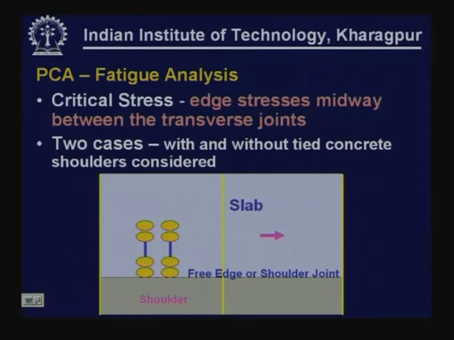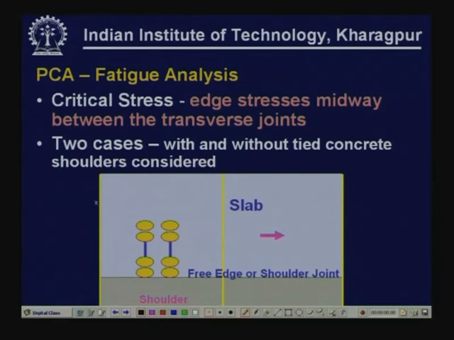For fatigue analysis, the critical stress matters, because if the load is placed in different regions of the slab, the tensile stresses that will be developed will be different. So the critical condition of load position has to be selected. The critical stress condition is considered to be the edge stresses midway between the transverse joints.